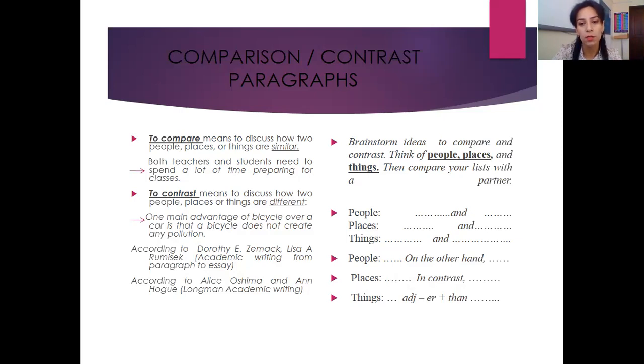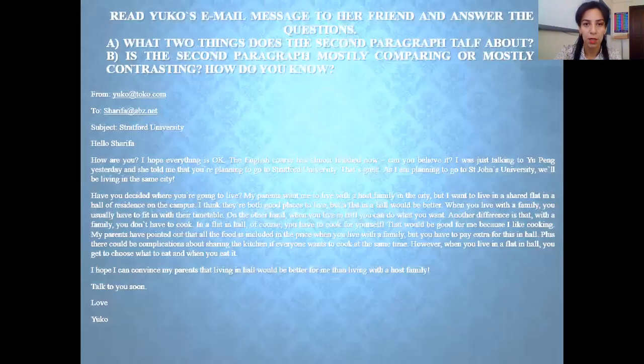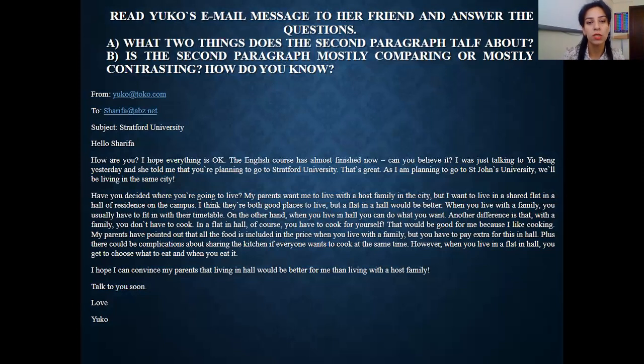In order to compare people, places, and things, we have to use comparison and contrast transitions like and, on the other hand, in contrast, and adjective plus er plus than, in order to form a compare and contrast paragraph. So, dear students, let's analyze an email message to a friend and answer the following questions. First question: what two things does the second paragraph talk about? Is the second paragraph mostly comparing or mostly contrasting? And how do you know it?